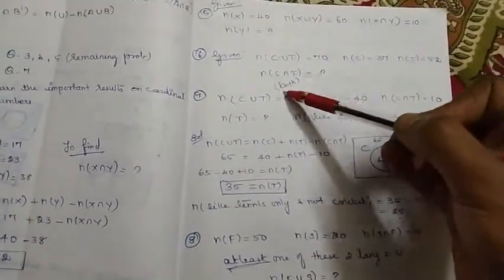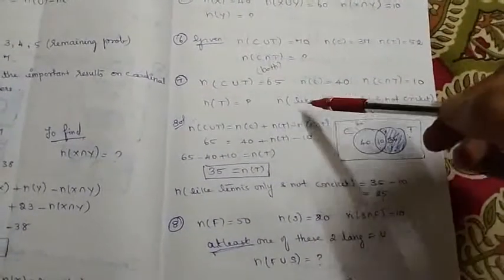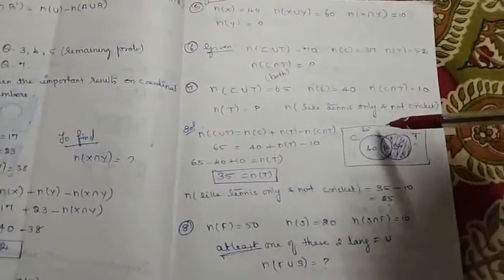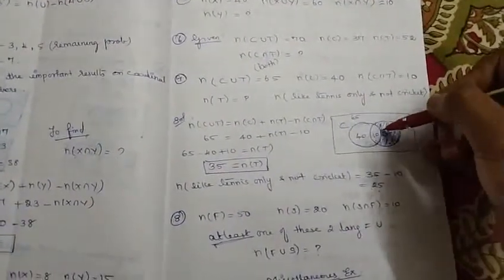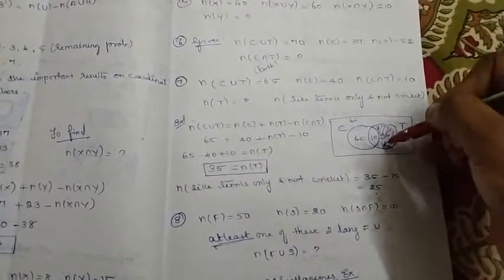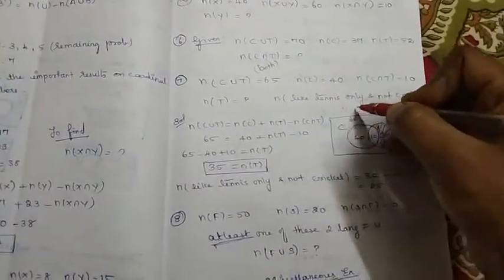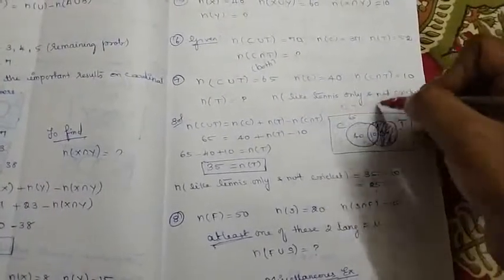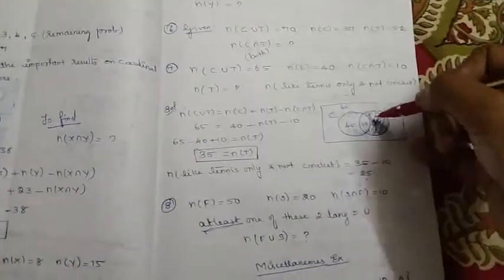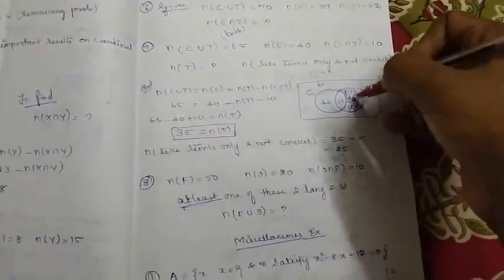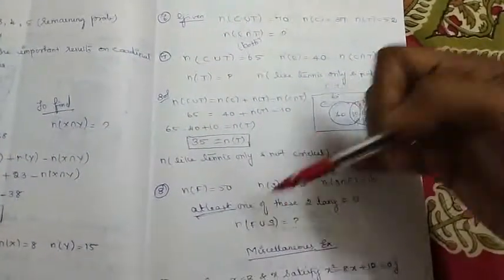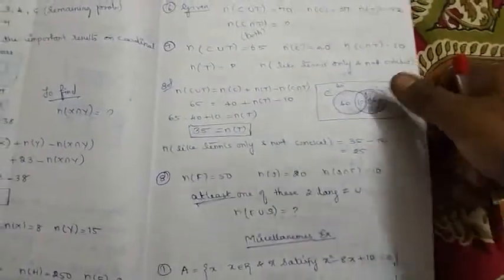When you have both, it is intersection. And when you have questions like tennis only and not cricket, which means only this region. This is nothing but n of T intersection C complement. So this region alone you have to find out. When you have the words at least, it means union. At least means union. Hope you remember all these things.